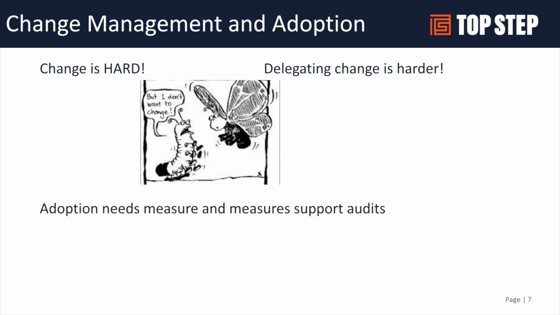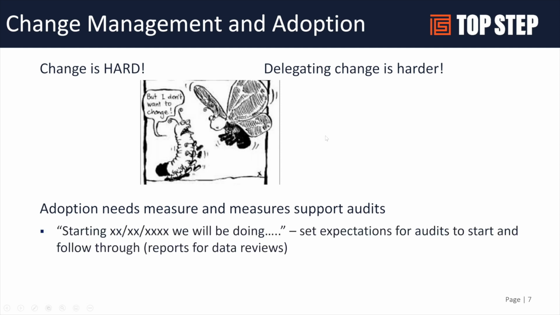So in order to make sure that we are successful, we need to be able to measure the adoption of these changes and be able to support audits of the changes. The change we're asking, is it being executed? Being able to have a definitive answer to that question is important. Otherwise, you're kind of just guessing as to whether your change is being adopted or not. So generally what we see is, if there's a hard date, starting on this date, we will be doing something different.